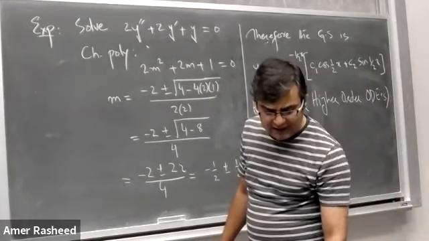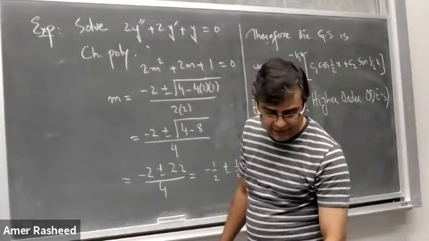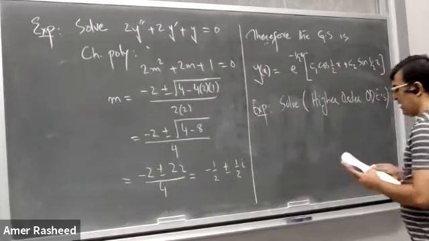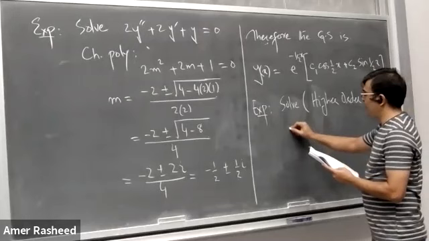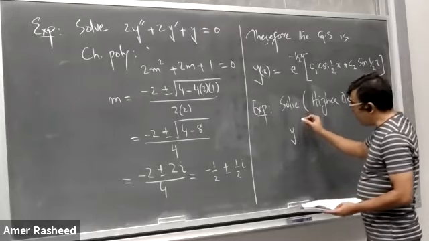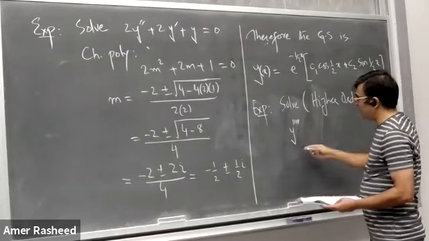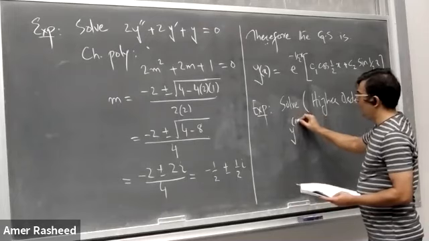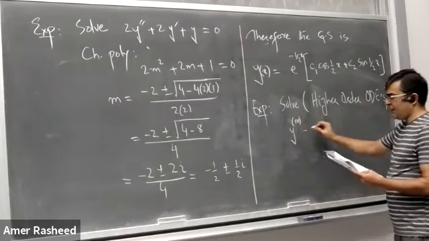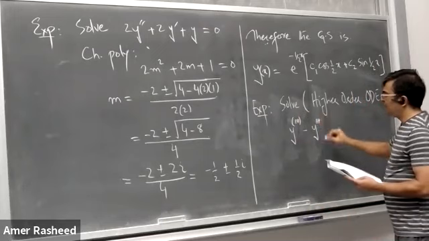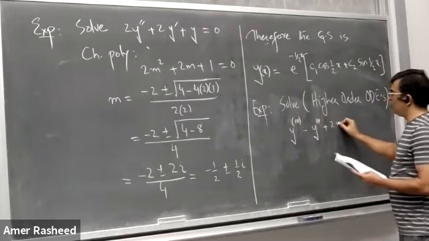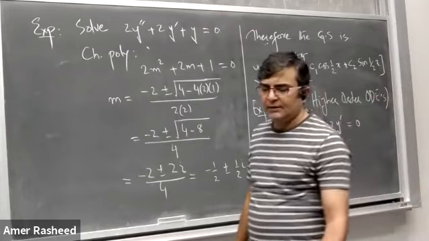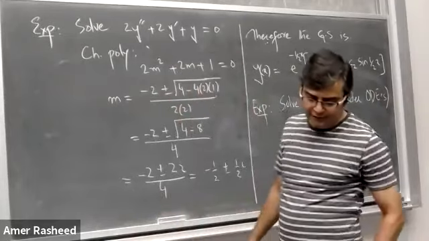There are several examples given in my notes. You can see them. Let me try this one. The first one, solve the following differential equation, which is y 4 dash, or simply we can write in this way y 4. It means y 4 dash minus y triple dash plus 2y dash is equal to 0. Now, the equation has order 4, and we need to solve it.